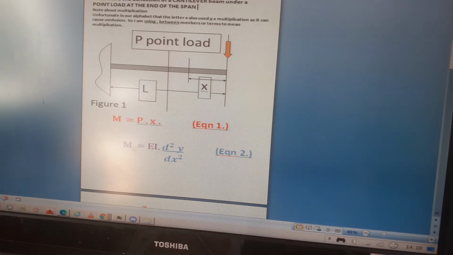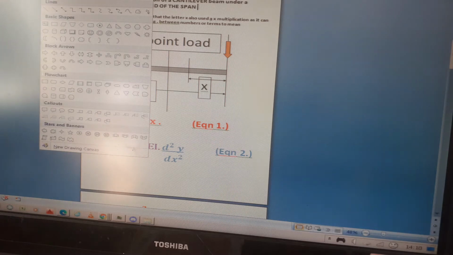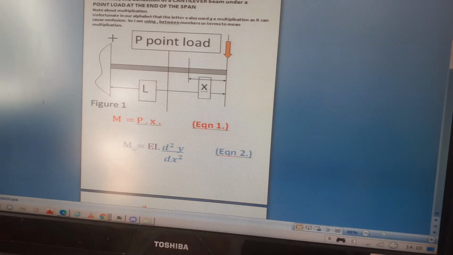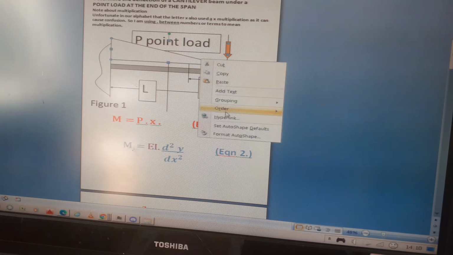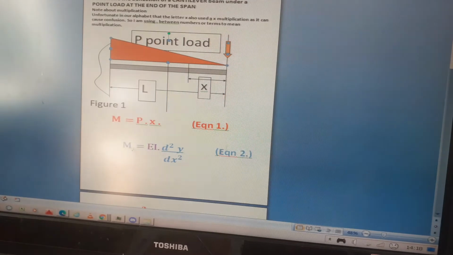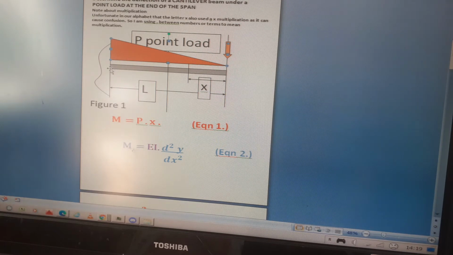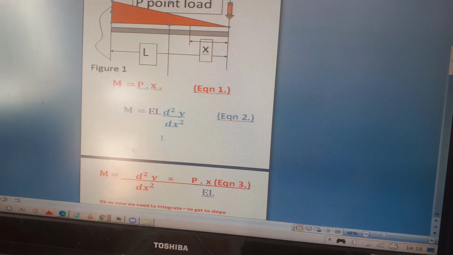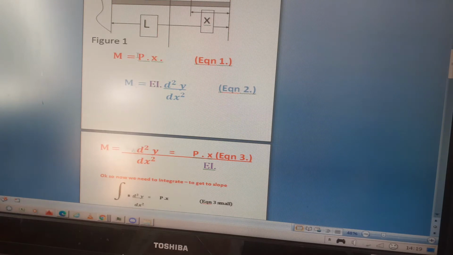So basically, you've got a moment diagram. It's going to look like this, because X is moving along as well. At any point along the beam, the moment is going to be P times X. So it's the same when we're at the support. When X equals L, the moment is going to be P times L. So equation 1 is M equals P x.